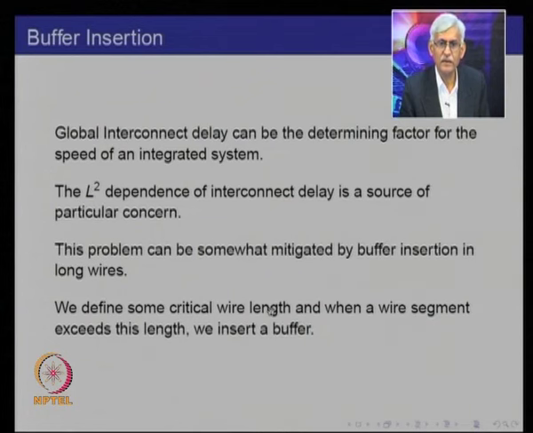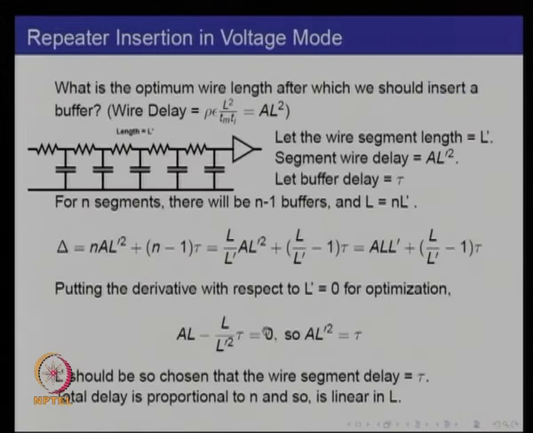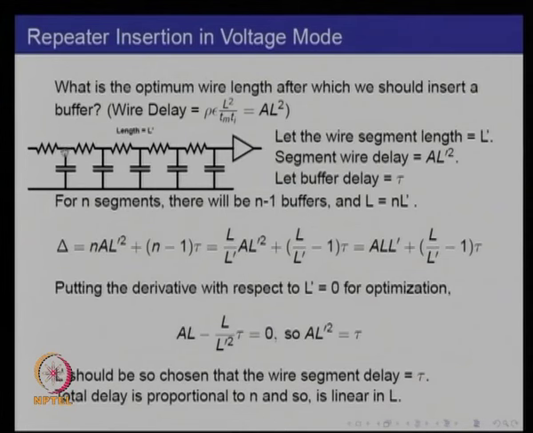So we define some critical wire length, and when a wire segment exceeds this length, we insert a buffer. So here is a model of this. Notice that this is not multiple segments, this is just one segment, but we model it as a distributed RC. And this entire thing is the segment length, which we denote L prime here. The delay of even this multi-segment length will be proportional to L prime squared. And next, we put a buffer here. We assume that the delay of the buffer is tau. So notice that while we are buffering the signal, we are incurring the delay introduced by this buffer.